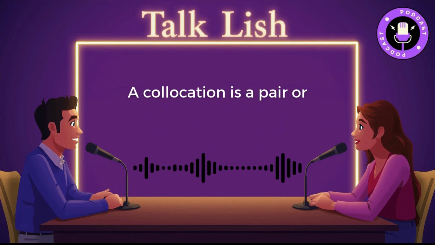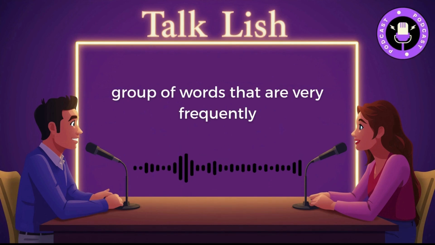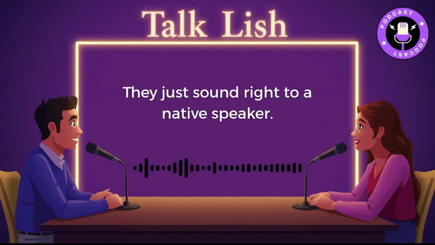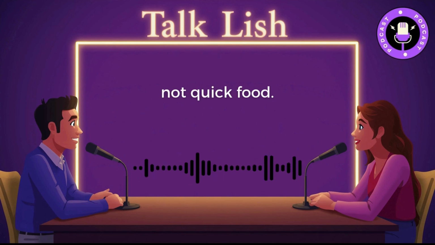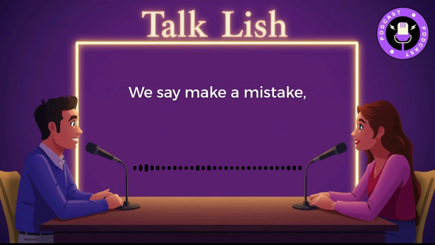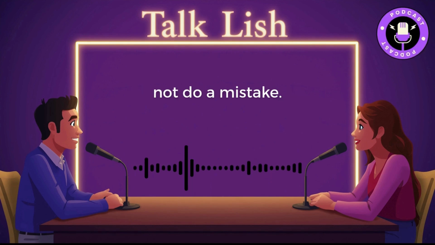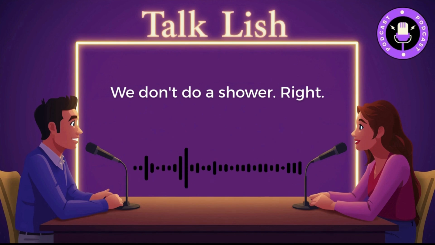A collocation is a pair or group of words that are very frequently used together. They just sound right to a native speaker. For example, we say "fast food," not "quick food." We say "make a mistake," not "do a mistake." We "take a shower." We don't "do a shower."